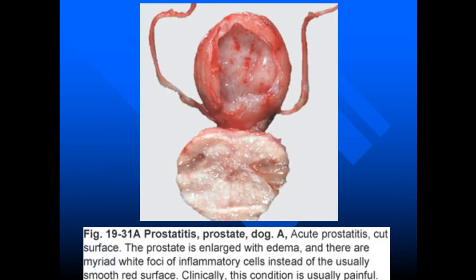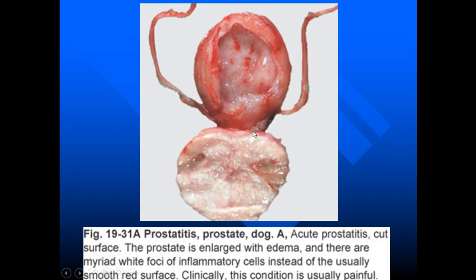Okay, this is the urinary bladder, and this is the enlarged prostate due to prostatitis. In the case of acute prostatitis, there will be an irregular surface. The prostate will be enlarged with edema.